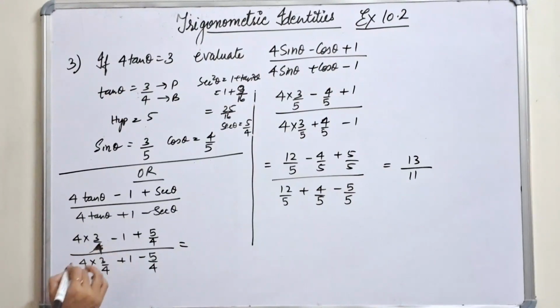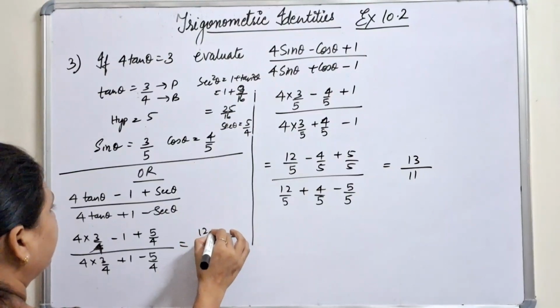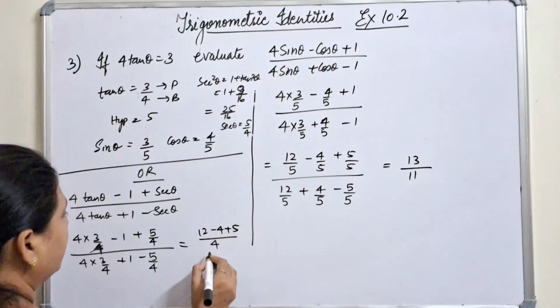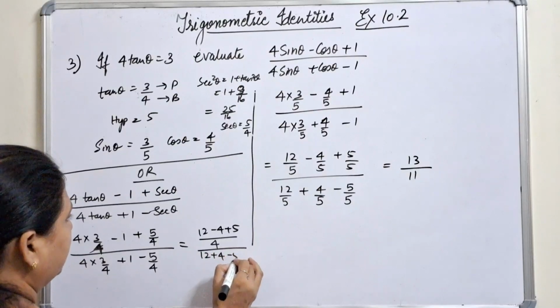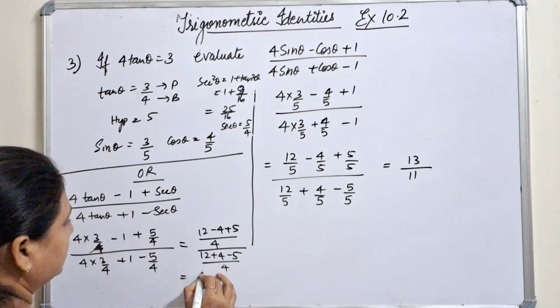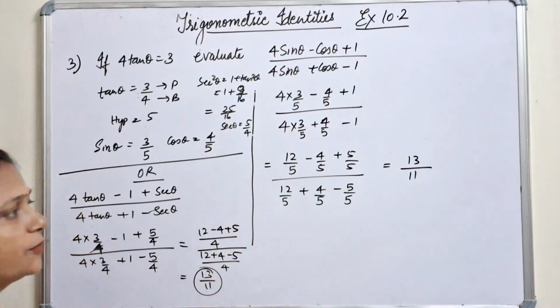After solving this also, you'll get the same. LCM is 4, (12 minus 4 plus 5) upon (12 plus 4 minus 5) upon 4. So this will be again 13 upon 11. So you can do in any of the way.